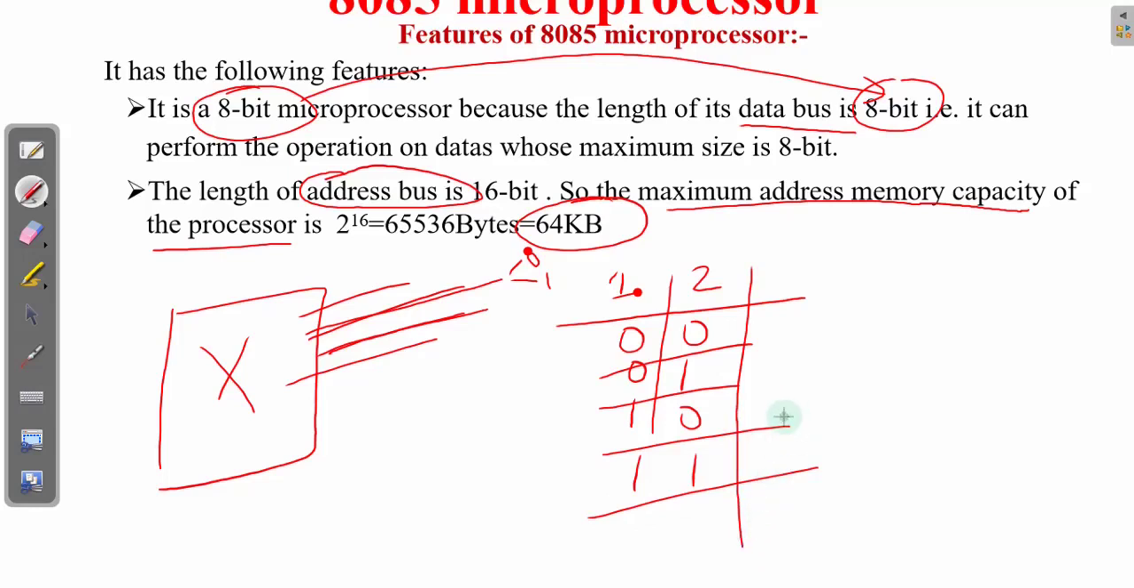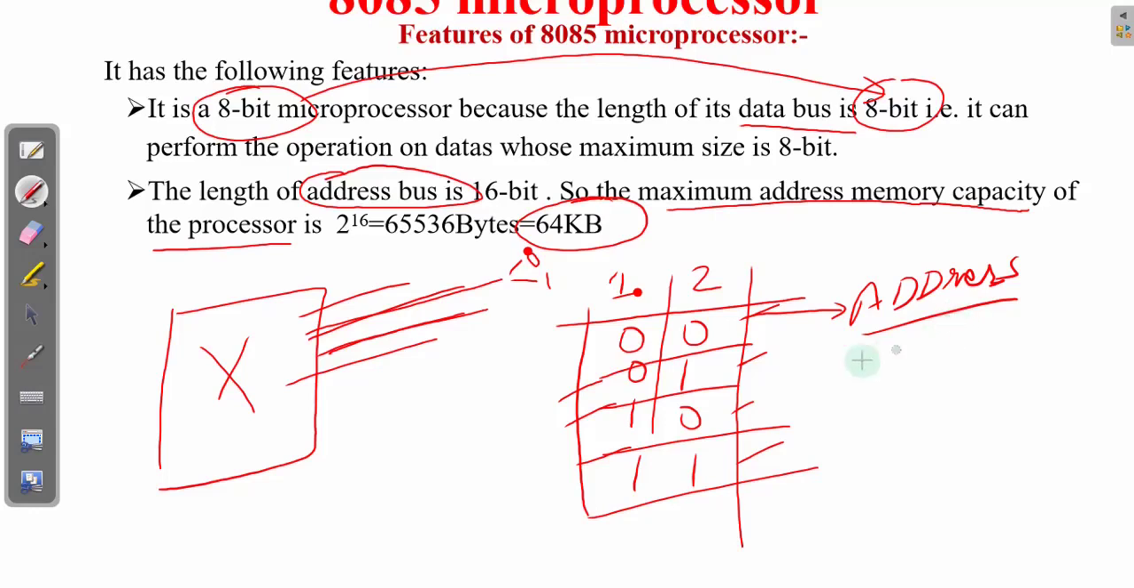Yes or no? If you look carefully, all these combinations are unique ones, and these unique combinations are actually called addresses. If I say define address, you will tell me something unique all over the world. If something is unique, then that can be referred to as an address. From that point of view, I am telling that this is actually an address.